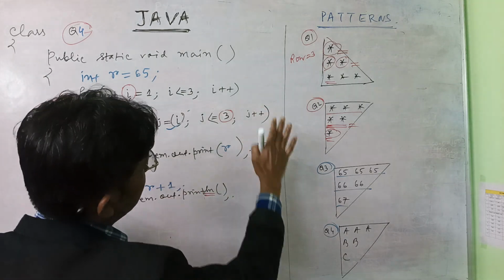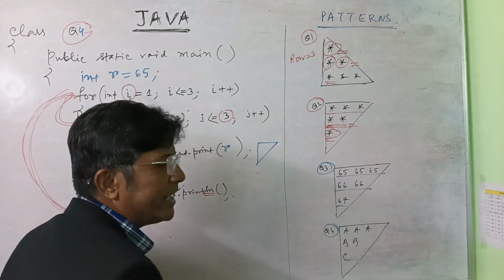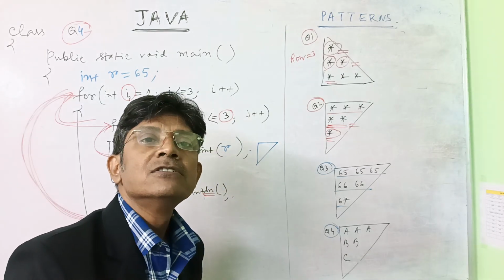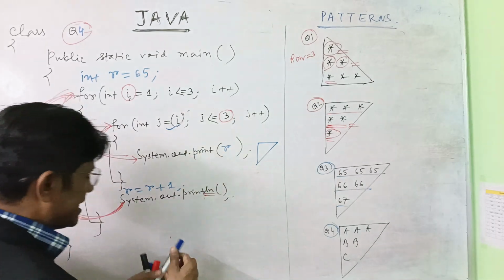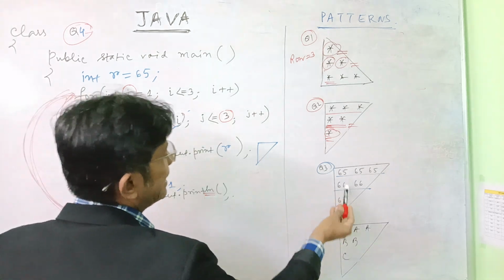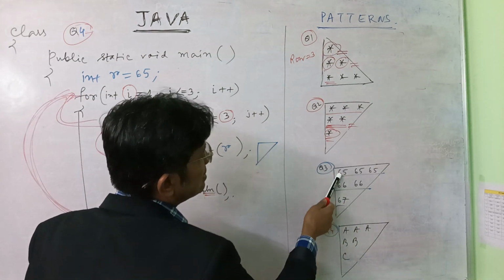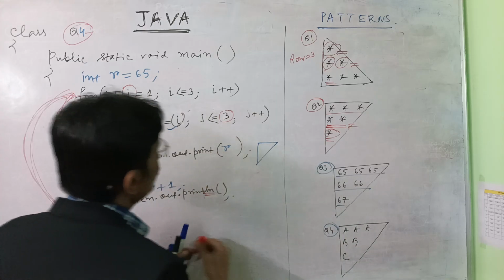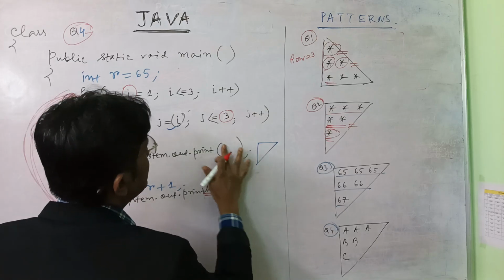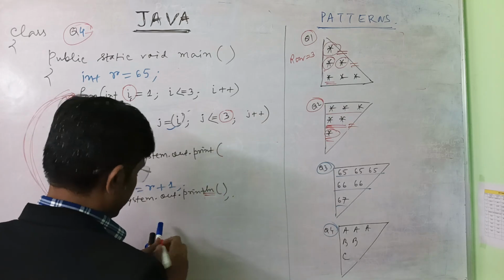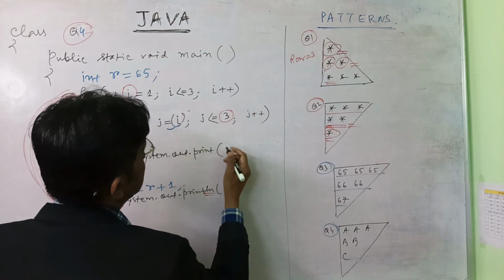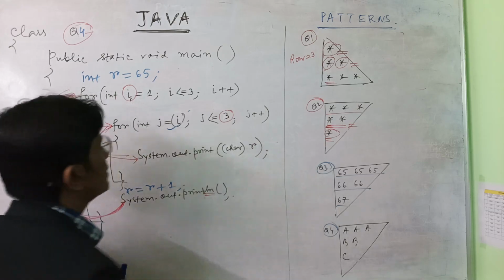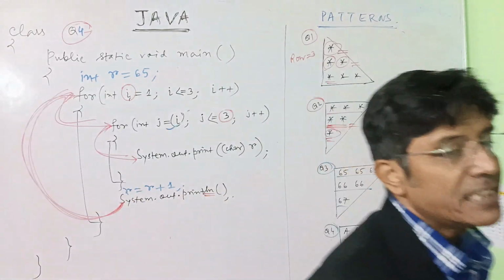Let's see what you will do. Whatever you have written for question number 3, to get question number 4, you only convert this character. ASCII value of A is 65, ASCII value of B is 66, ASCII value of C is 67. So what you will do, you will write here CHAR, only this much. Everything else will be the same.